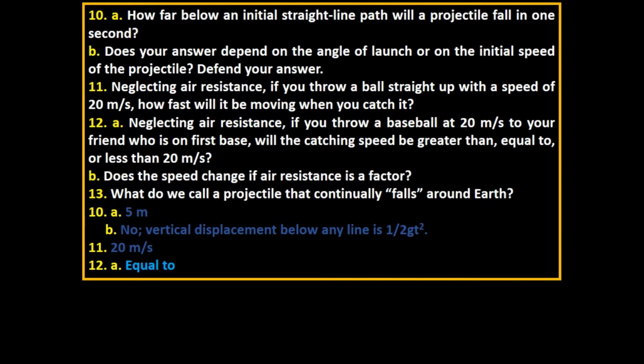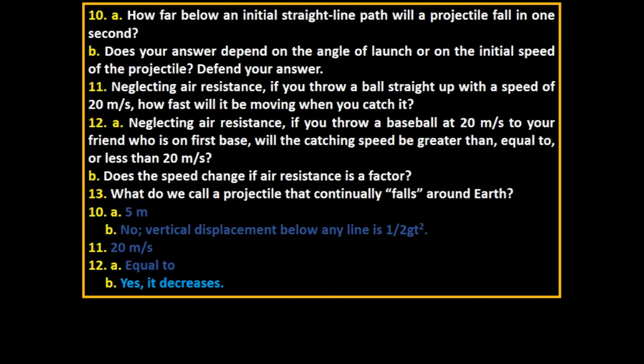What do we call a projectile that continually falls around the Earth? Well, it's interesting to know that, notice 12B is yes, it decreases. That's because of the air resistance. So what do we call a projectile that continually falls around the Earth?